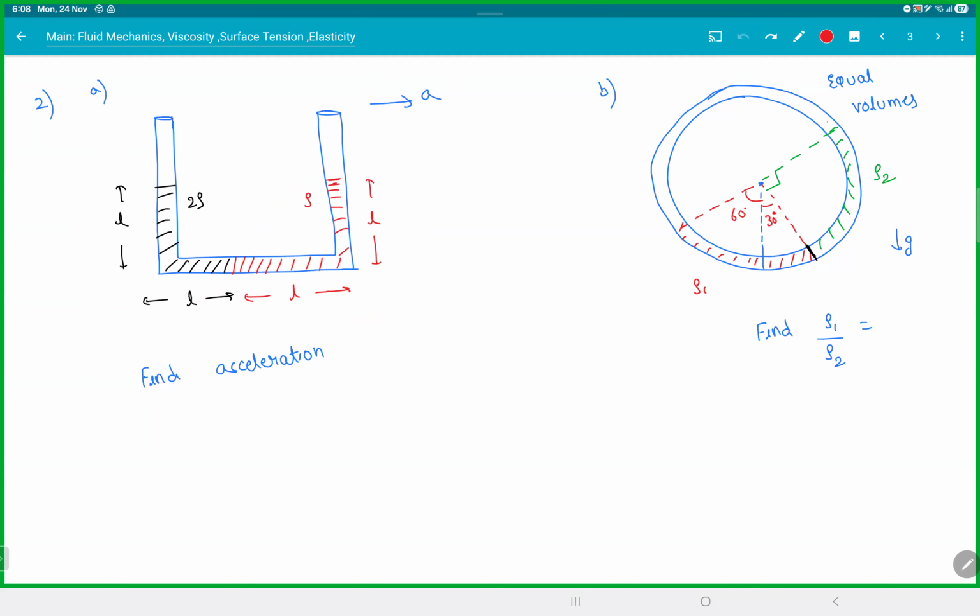Second thing, two different liquids, the green one and the red one. You can see how it is. They're in equal volume and they're in equilibrium. Find rho 1 by rho 2.